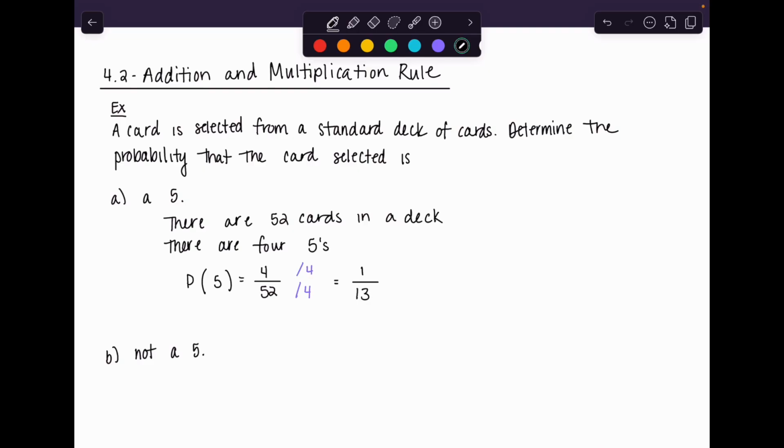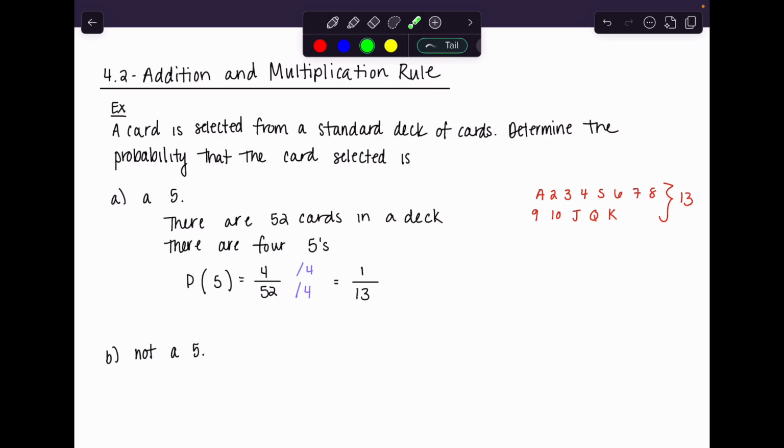And again, another way that you could have looked at this is, if I run through my list of cards, you've got ace, 2, 3, 4, 5, 6, 7, 8, 9, 10, jack, queen, king. There are 13 types of cards, and we're looking for one specifically out of 13. So your probability is 1 in 13, okay?